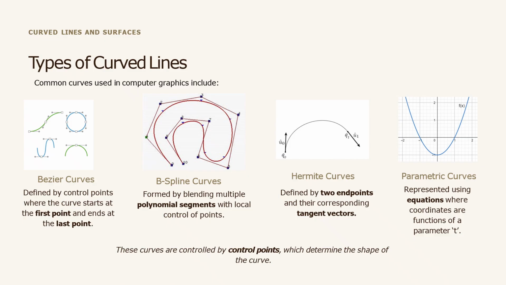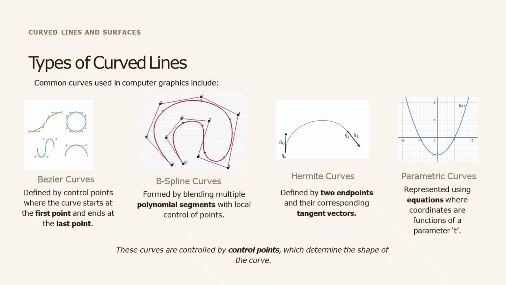The first type is the Bezier curve. Bezier curves are defined using control points. The curve always starts at the first control point and ends at the last one. The intermediate control points influence the overall shape without necessarily lying on the curve. The second type is the B-spline curve. Unlike Bezier curves, B-splines provide local control. This means moving one control point affects only a small portion of the curve rather than the entire curve.